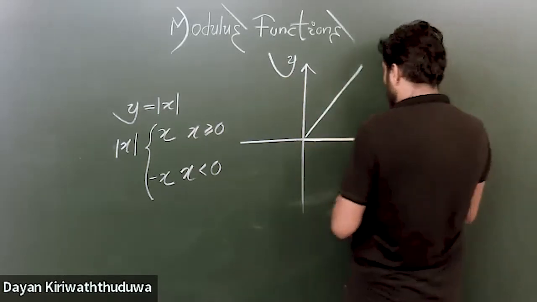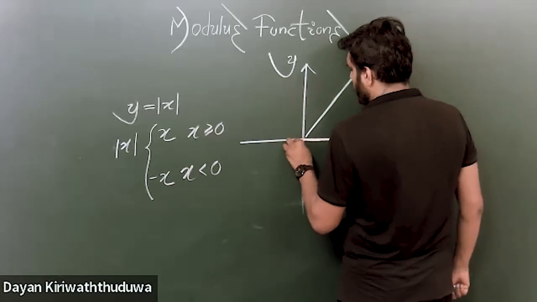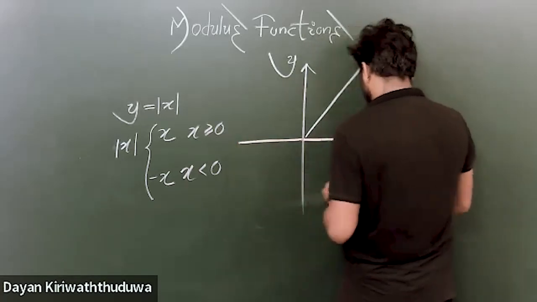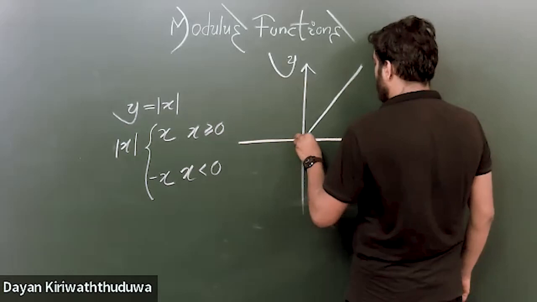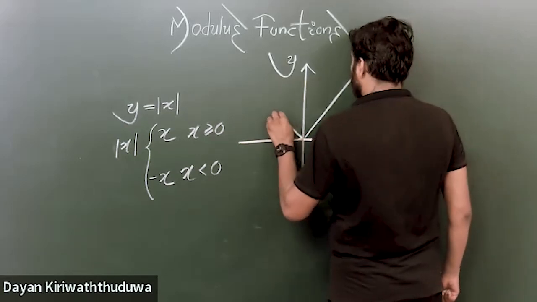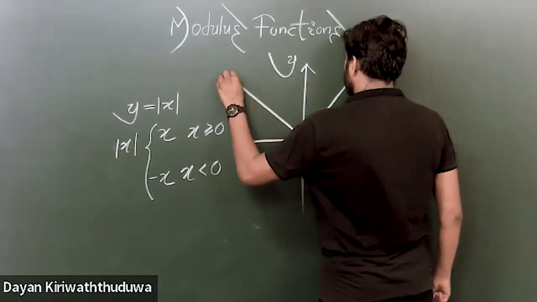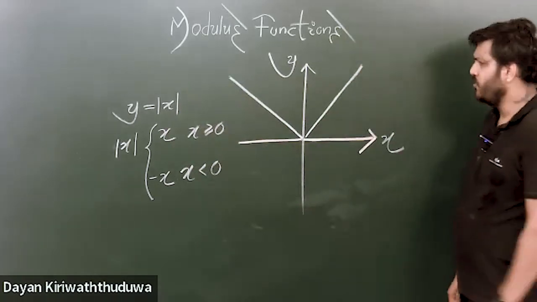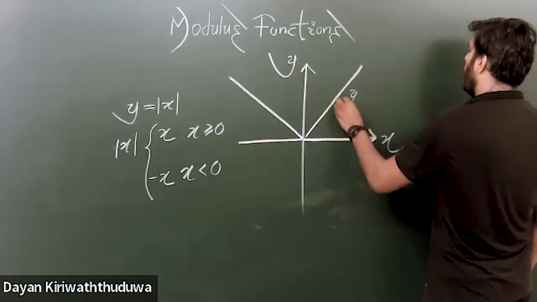Right? So when x is less than 0, we have y equals minus x. That is, when x is minus 1, y is plus 1, x is minus 2, y is plus 2, x is minus 3, y is plus 3, so on and so forth. Right? So we get y equals modulus of x.